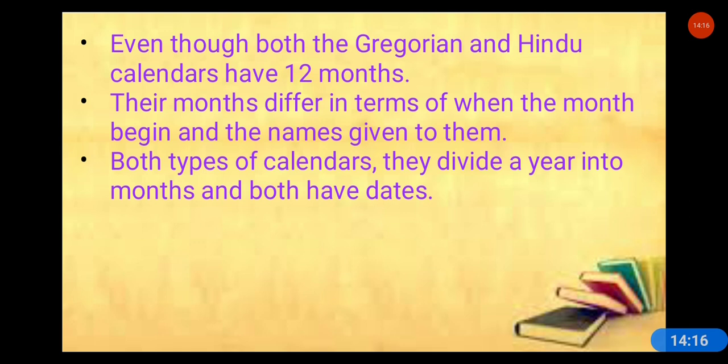I'll tell you. In the English calendar, the months begin from January, but in the Hindu calendar, the months begin from April, and their month names are different. The Hindu calendar starts from Chaitra. Chaitra comes in between March and April, right? So both types of calendar divide a year into months, and both have dates.